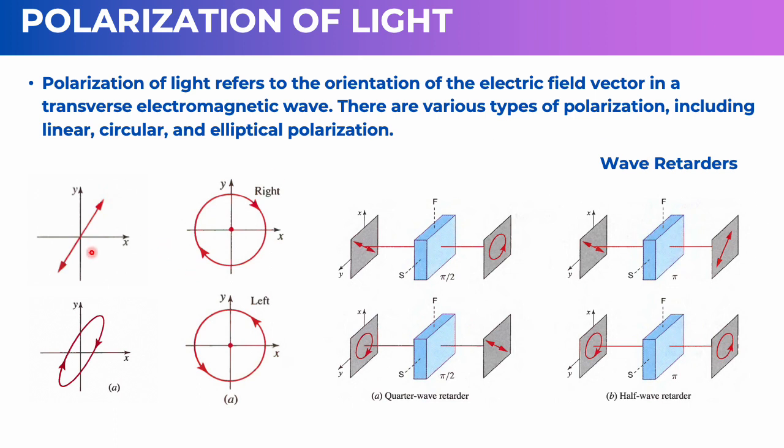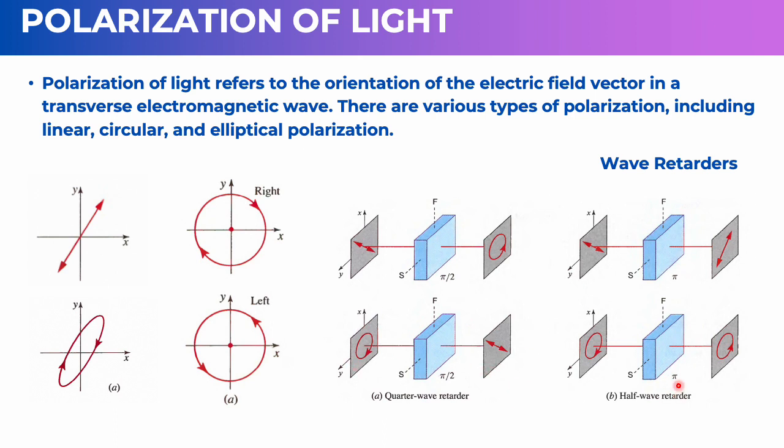The polarization of a particular light wave can also be changed if we want to. There are devices called wave retarders which delay a particular component of the wave, and so they might change the polarization. Two common examples are the quarter wave and half wave retarder. The quarter wave retarder introduces a phase difference of pi by 2, and it changes a linearly polarized wave into a circularly or elliptically polarized wave, and vice versa.